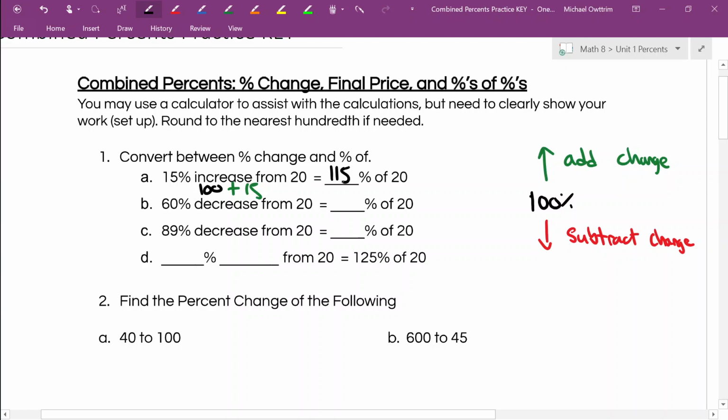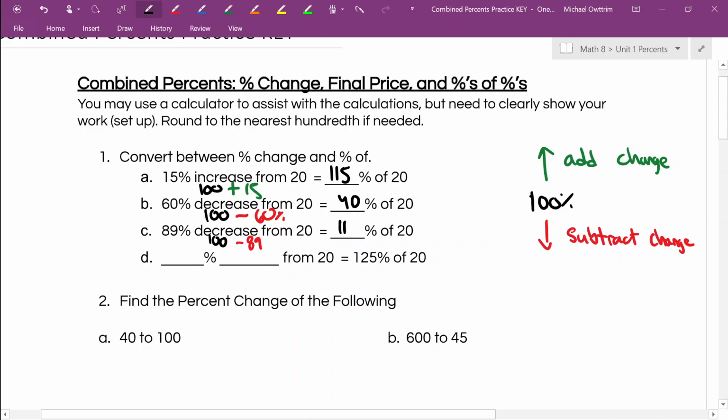If we have a 60% decrease from 20, we'll again start at 100%. We're going to decrease or subtract 60%, and we'll end up with 40% of 20. Likewise, with an 89% decrease, we're going to start at 100, subtract our 89 for our decrease, and we'd be left with 11% of 20.